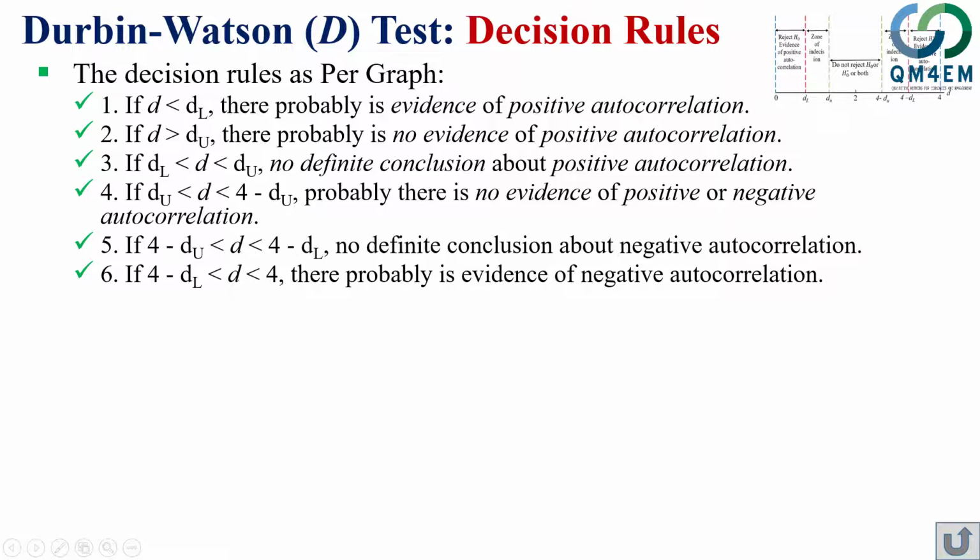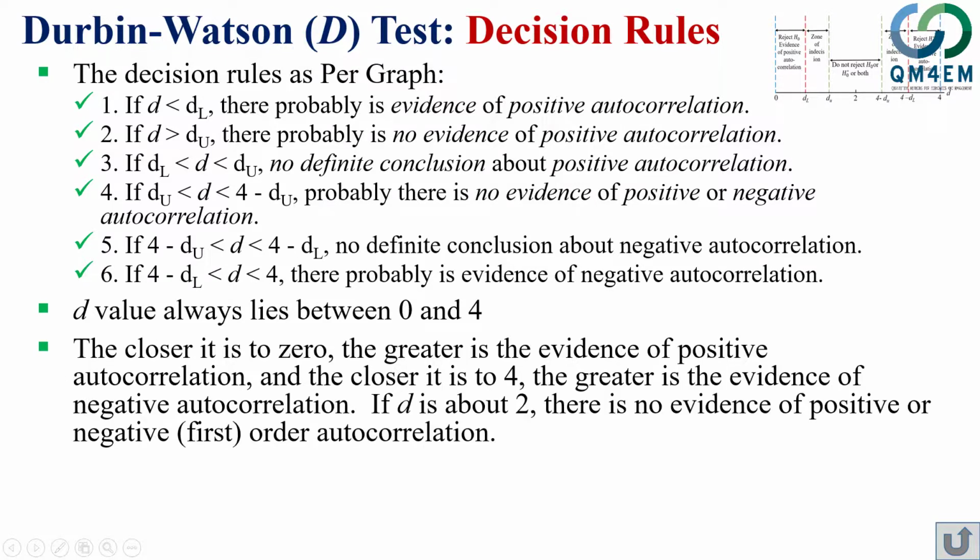On the fifth, we say that if 4 minus dU is less than d is less than 4 minus dL, there is no definite conclusion about negative autocorrelation. And finally, if 4 minus dL is less than d is less than 4, there probably is evidence of negative autocorrelation. This is something you can't memorize. All you have to do is keep this graph in mind, and then you can write all these statements by yourself. It is also important to note that d values always lie between 0 and 4.